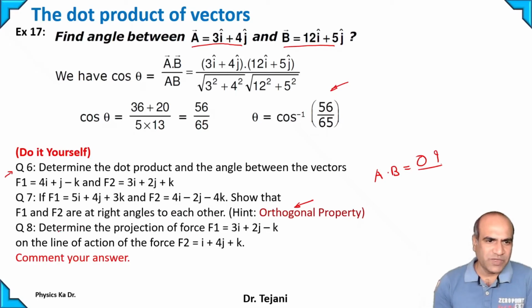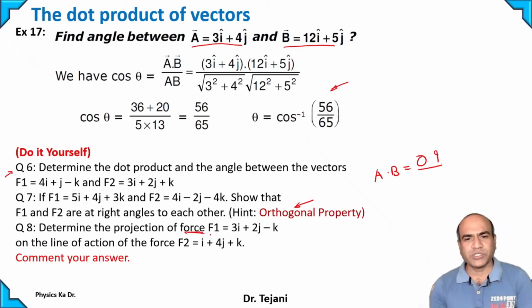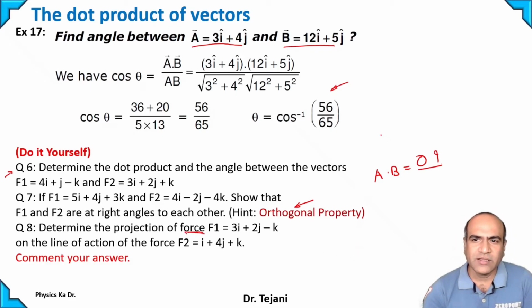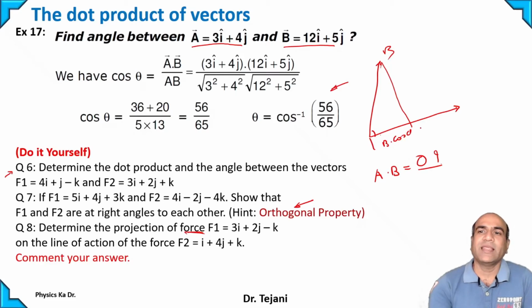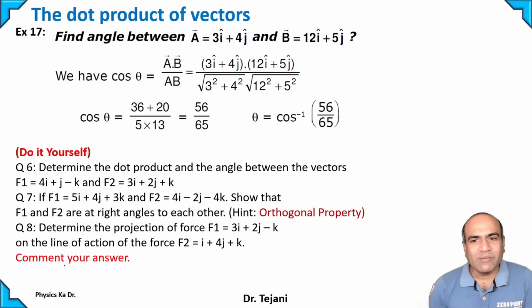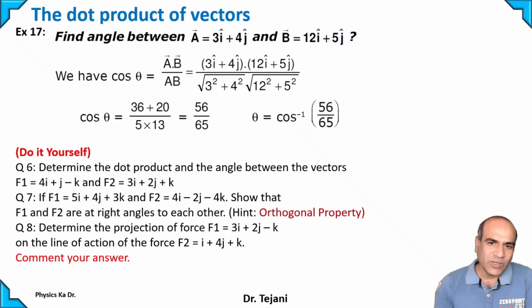And one more question we have. Determine the projection of force. We just need to have the projection of force. Projection we already understand. This is A vector, this is B vector, so that is known as projection. B cos theta, that is the projection. Solve this example and put your answers in the comment section.